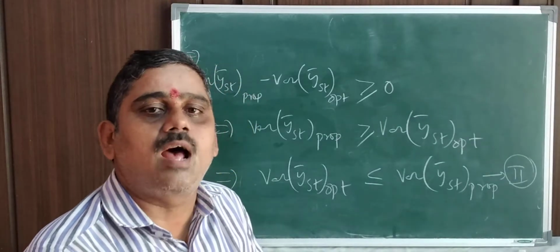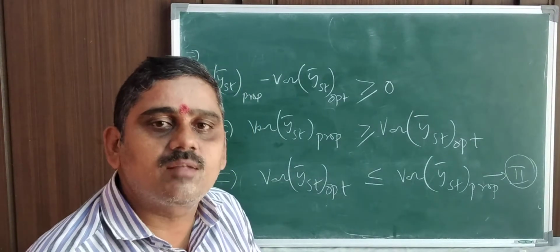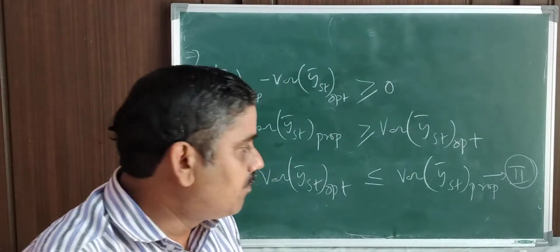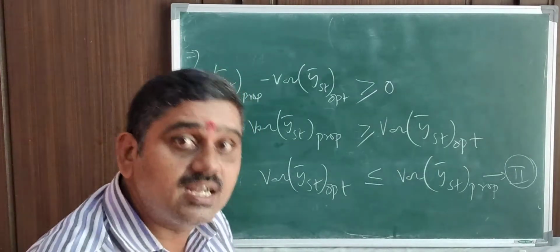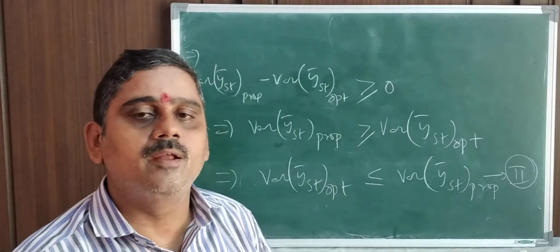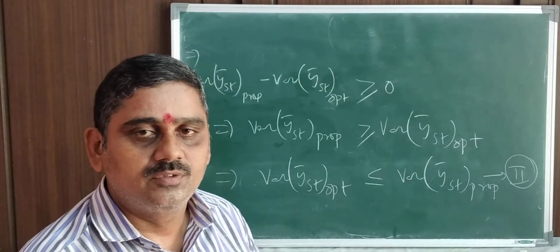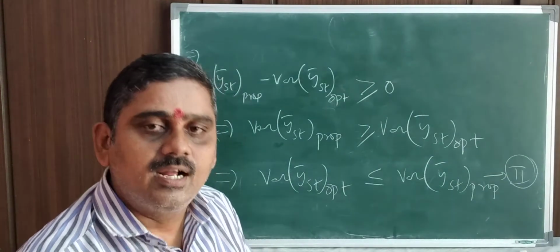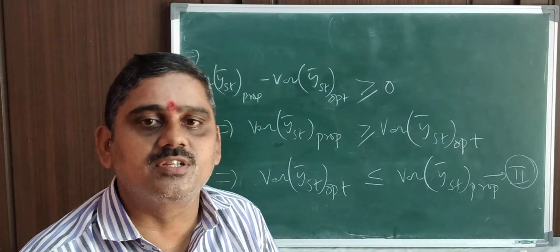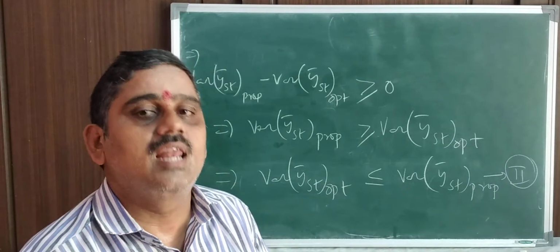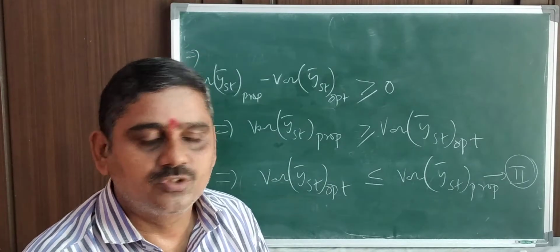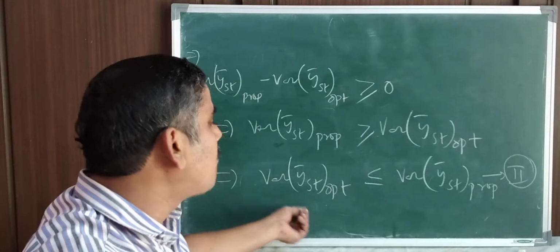Therefore, the variance of the sample mean you have considered in stratified random sampling: optimum allocation gives minimum variance compared to the proportional allocation. So this is the result we have obtained by comparing the variances of the sample mean in proportional and optimum allocation. If you study the variances between proportional and optimum allocations, obviously optimum allocation gives lesser, minimum variance than the proportional allocation. So this is the comparison between optimum and proportional allocations.